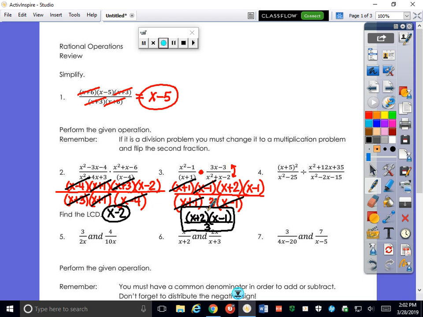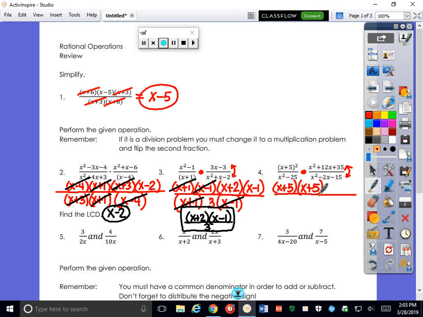Number 4. Again, we're dividing. So we're going to have to make this a multiplication problem and flip our second fraction. So we're going to make this one big fraction. We're going to have x plus 5, and that's squared, so I'm going to go ahead and write that as x plus 5 times x plus 5.